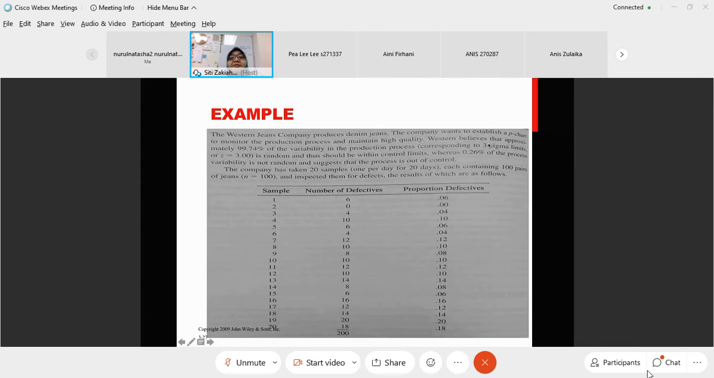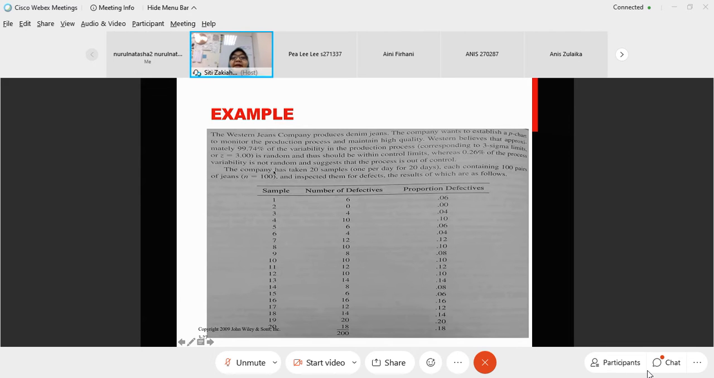Western believes that approximately 99.74% of the variability in the production process, corresponding to 3 sigma limits, is random and thus should be within control limits. Whereas 0.26% of the process variability is not random and suggests that the process is out of control. That means they tell you the Z, you have to read it, like when you do problem questions in the exam. So you already have it, they want you to make a P chart with Z equal to 3, right?